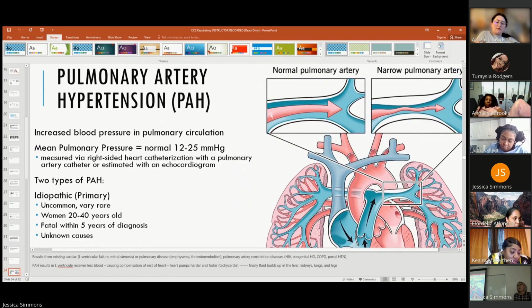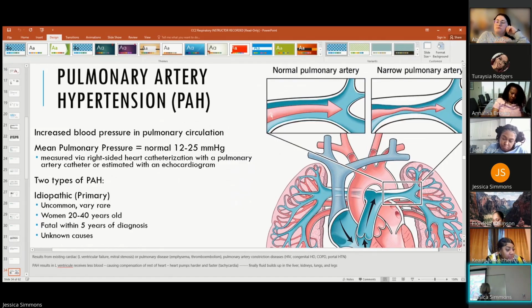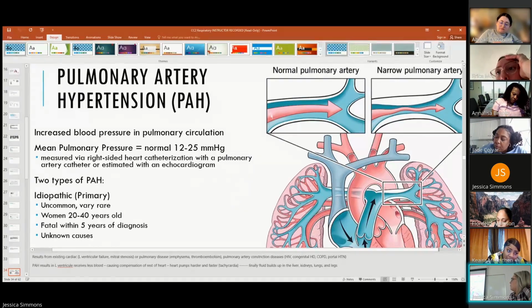Okay, so next on the list, we have pulmonary artery hypertension. This is increased blood pressure in the pulmonary circulation. A normal mean pulmonary pressure is between 12 and 25 millimeters of mercury, and it's measured by a right-sided heart cath, with a pulmonary artery catheter, or estimated with echo.